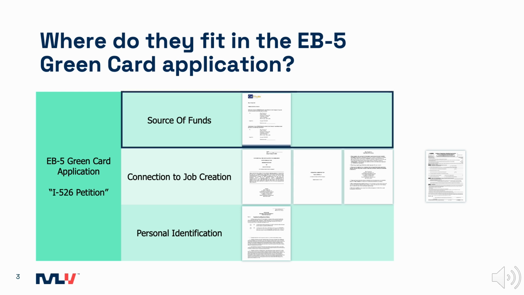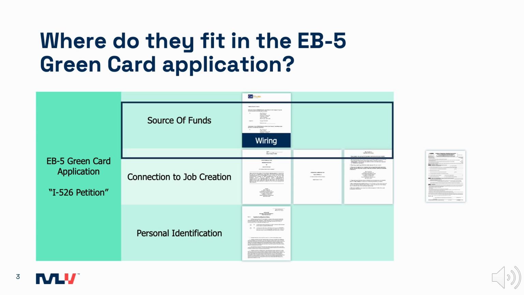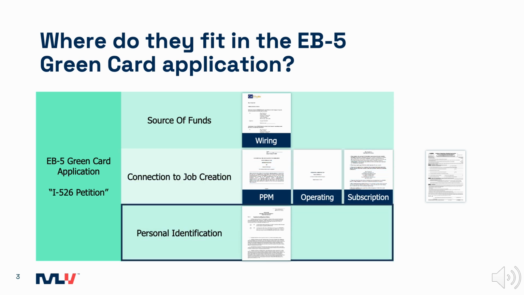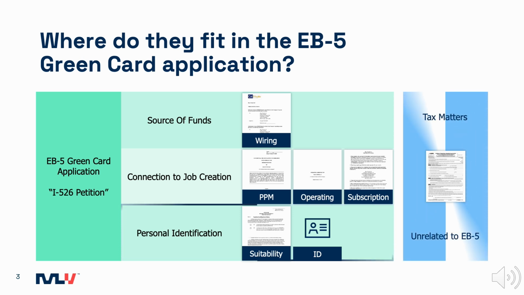The wiring instructions are related to the source of funds explanation. The PPM, operating agreement, and subscription agreement connect the EB5 investor to the project, which is the job-creating entity. Each investor must provide identification documents, as well as a suitability form that verifies each investor is eligible to participate in a private placement offering. Lastly, the W-8BEN is a tax-related document the fund must provide to the IRS for each investor.